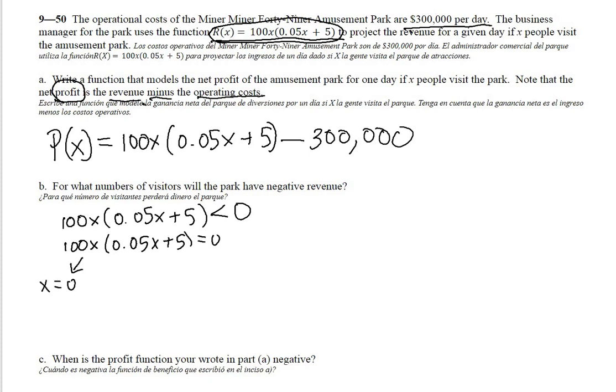x is equal to 0, or, this one's a little harder, 0.05x plus 5 equals 0. I subtract 5 from both sides. 0.05x equals negative 5. Divide both sides by 0.05.